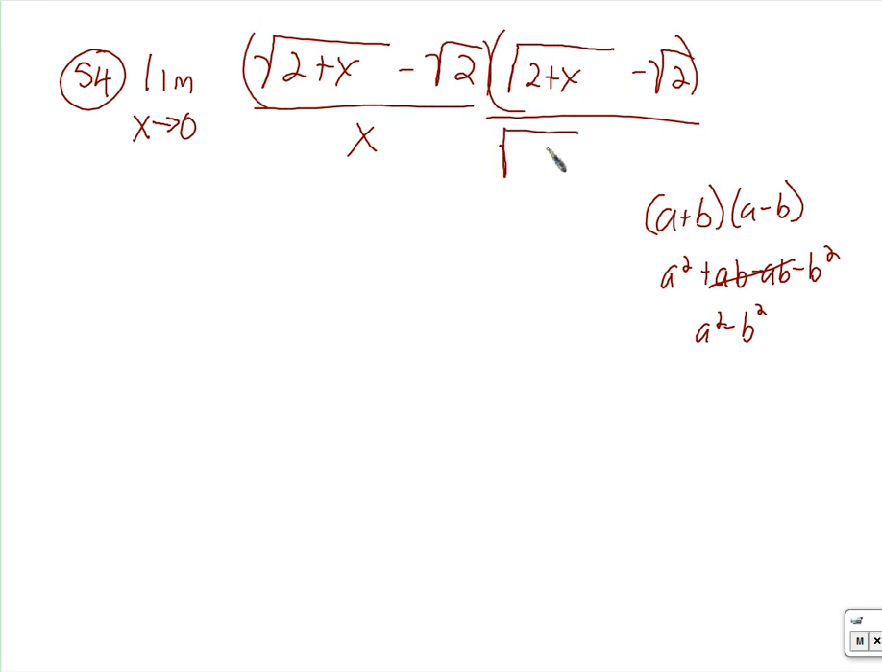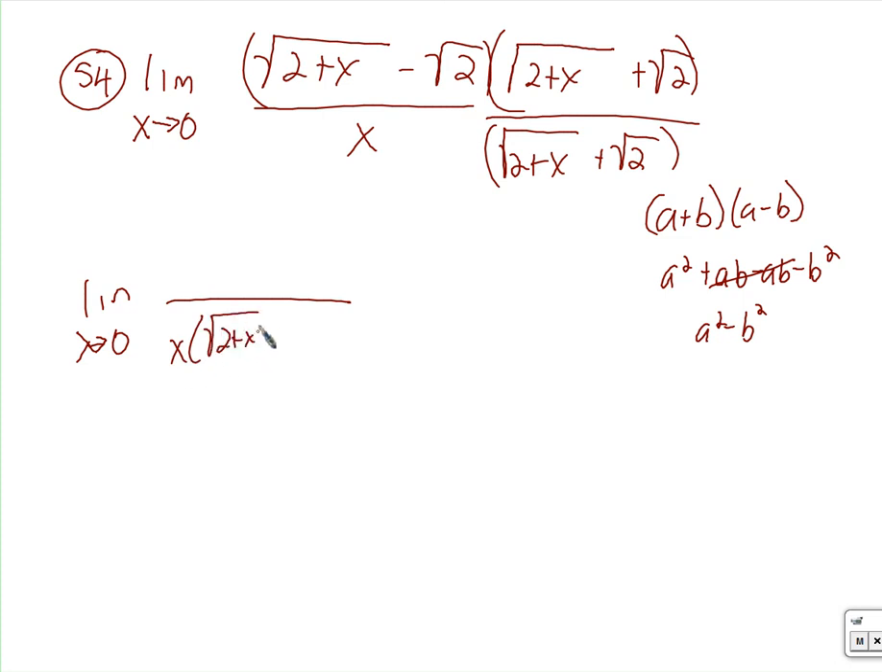We're going to just throw stuff in there. Oh, this should be a plus. So we're taking the limit as x approaches 0. The denominator is x times (square root of 2 plus x plus square root of 2).